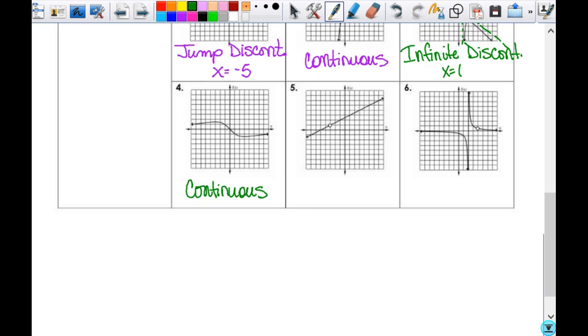Okay. So tell me about number 5. Is it continuous or discontinuous? Okay. What kind does it have? Removable. Okay. So we have removable discontinuity, where?